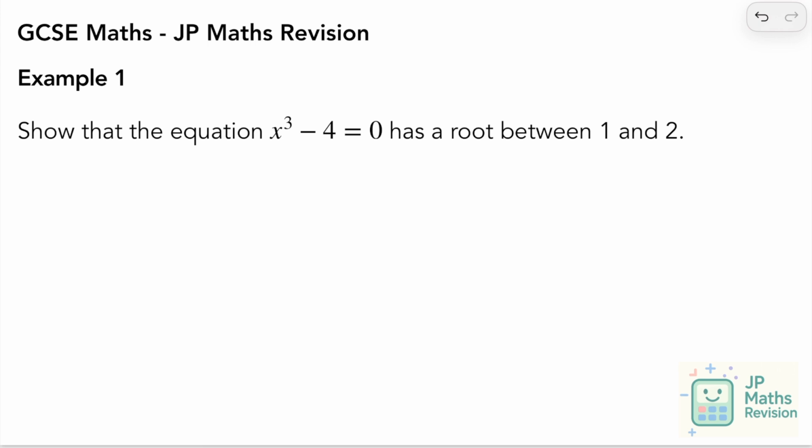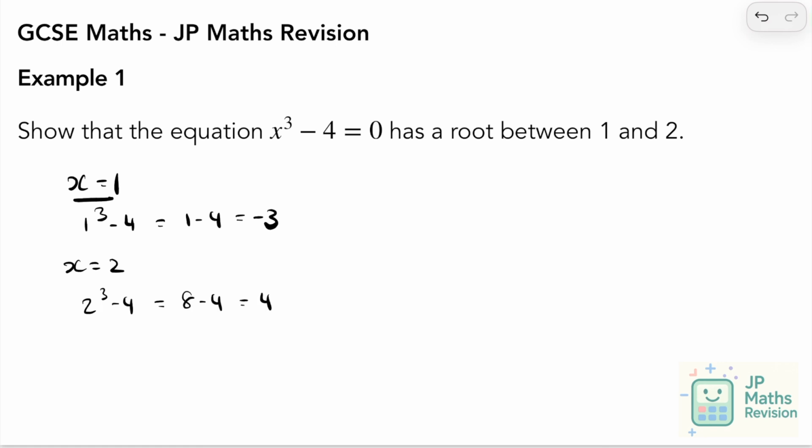So here's an example. We need to show that the equation x cubed minus 4 equals 0 has a root between 1 and 2. The way I'm going to do this is work out f of 1 and f of 2 by simply substituting in x equals 1 and x equals 2. If I sub in x equals 1, I get 1 cubed minus 4, which is 1 minus 4, which is minus 3. And if I substitute in x equals 2, I get 2 cubed minus 4, which is 8 minus 4, which is 4. So minus 3 is less than 0 and 4 is greater than 0.